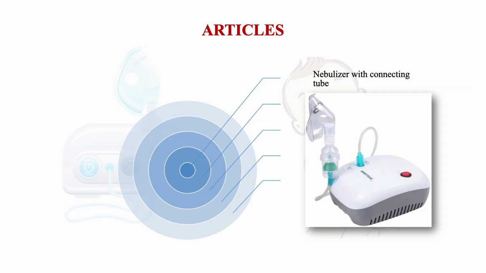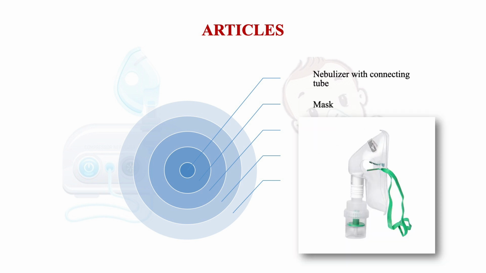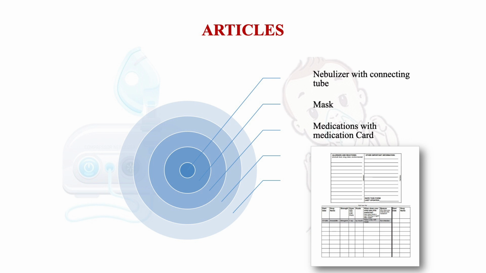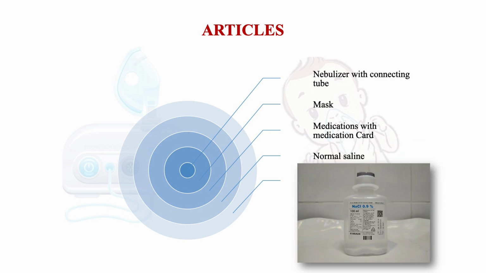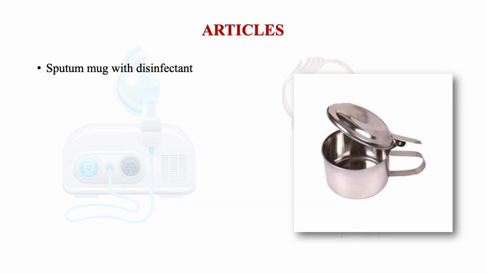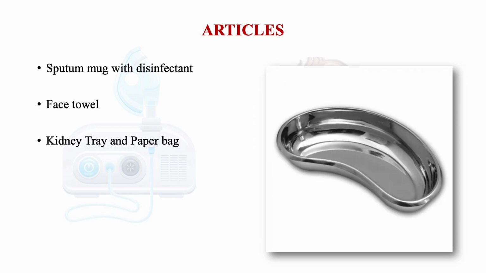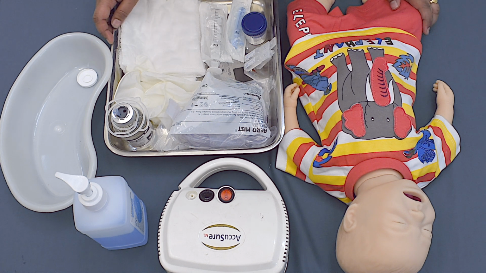The articles that are required to perform nebulization are a nebulizer with connecting tubes, a mask, medications with medication card, normal saline, cotton swab, sputum mug with disinfectant, a face towel, a kidney tray and a paper bag. Let me demonstrate the procedure of nebulization.